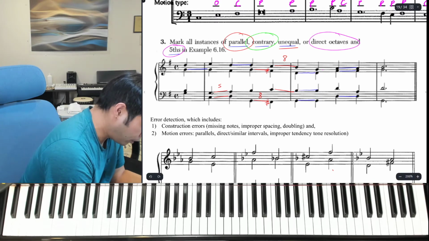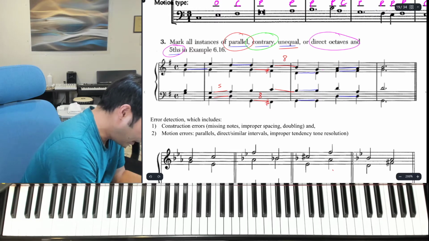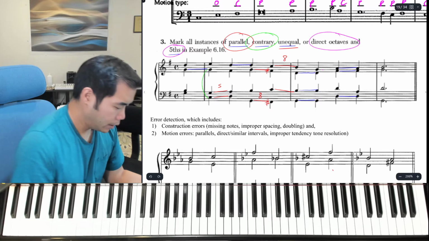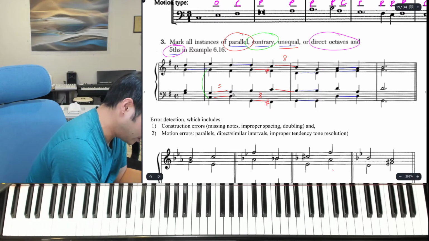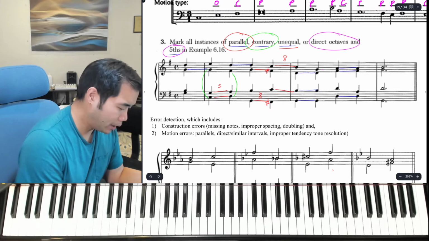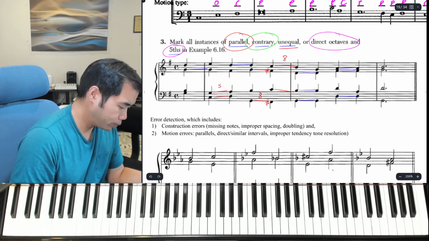Let's continue. We already marked this as a fifth. It was parallel, so that's not an issue anymore. We also have a fifth, though, between the bass and the alto. That's a fifth, C to G. Let's look at the next chord. C to F sharp is a third, so that's fine.